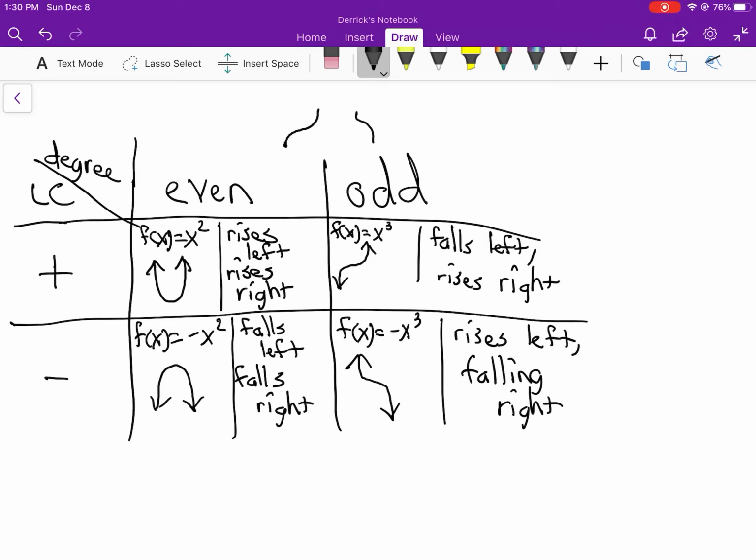Those are the only 4 end behaviors that you have to know right there. Now obviously you're going to have to memorize this chart or memorize the rules because I'm not giving it to you on the test. But these are the only 4 options that you have to look from.